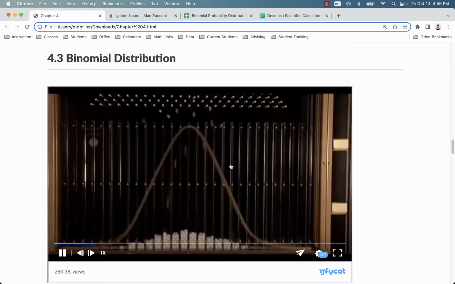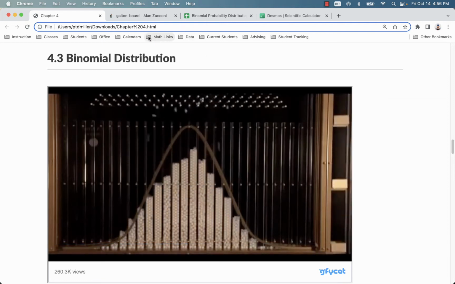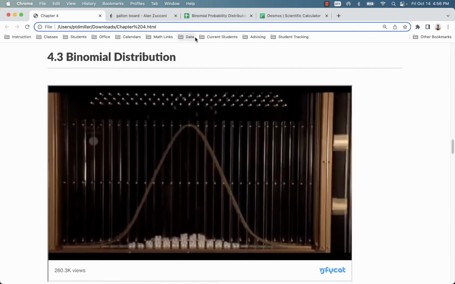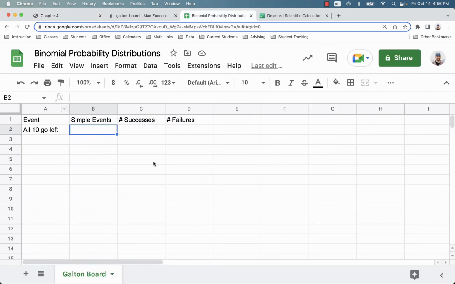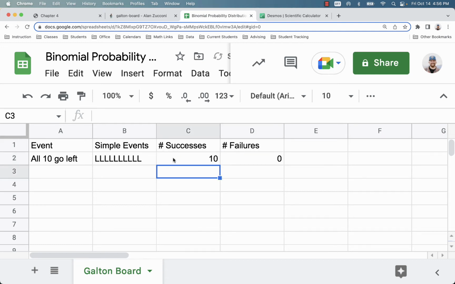However, it's great because we're starting with a qualitative problem, just left or right, and eventually, when we're done, we'll have a quantitative probability distribution. So let's take a look at the Google Sheet I'm setting up to arrange this problem. We're going to have 10 of those levels, 10 times where it can go left or right, each of them 50-50. So I'm going to start with all 10 go left. That's 1, 2, 3, 4, 5, 6, 7, 8, 9, 10 L's, for my simple event, only one way it can happen. I'm going to call left success, so I'm going to have 10 successes and 0 failures. 10 L's and 0 R's is how you could call that.